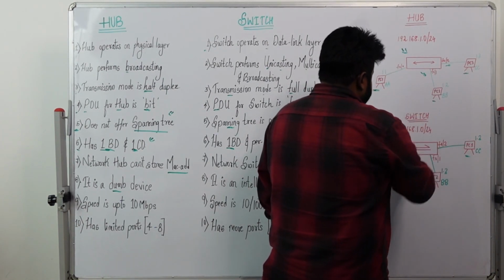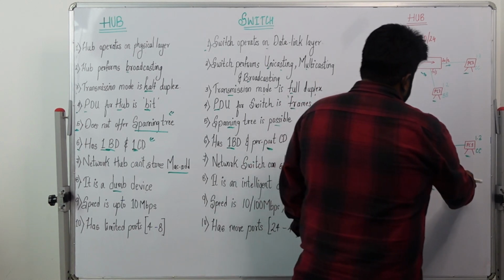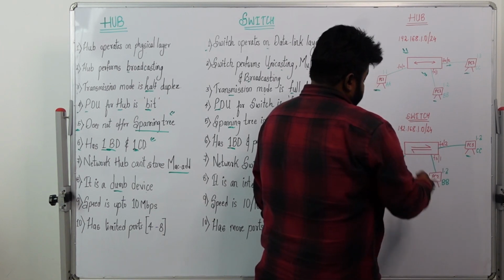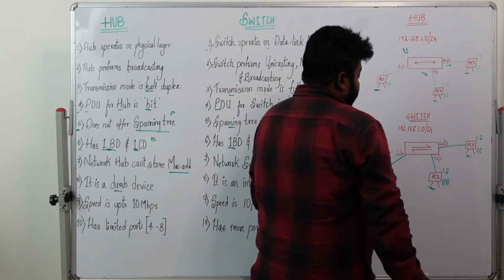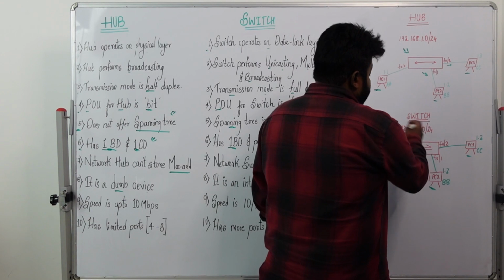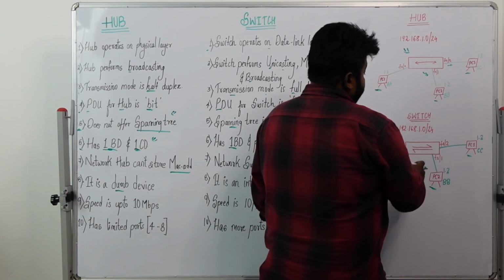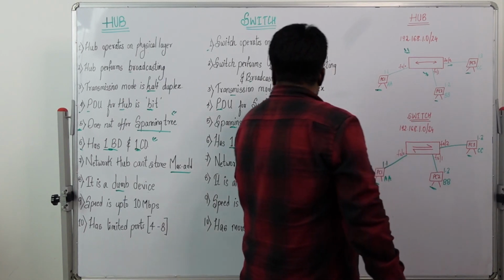Whereas if you talk about a switch, let's say PC1 is transmitting data towards PC3. Initially, in order to resolve the destination MAC, it will use the ARP protocol. Once it resolves, it looks at the CAM table or the MAC address table, and then it will forward the packet based on the unicasting part, right?